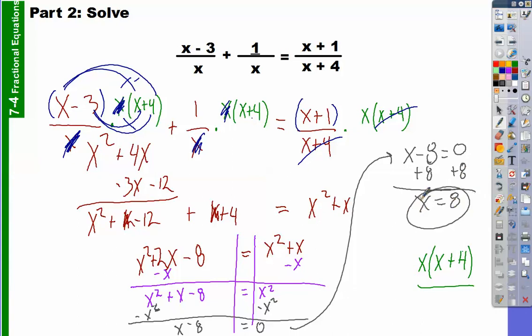And there's your answer. So even though these problems look scary, they are not scary. All you need to do is find the common denominator, multiply through, and then you're left with a simple linear equation to solve.